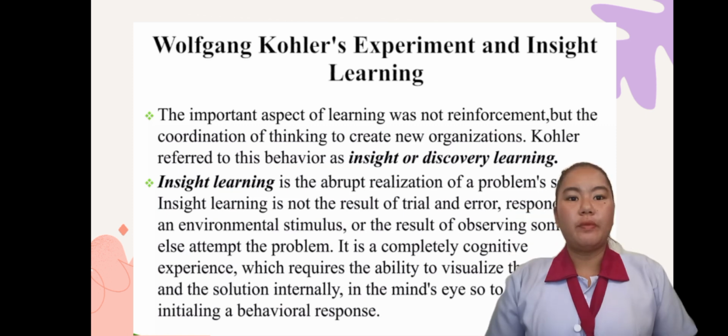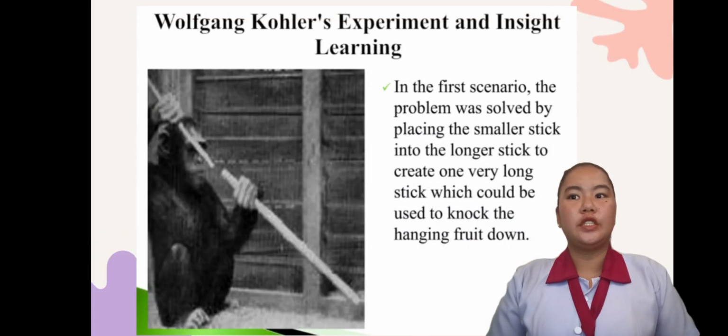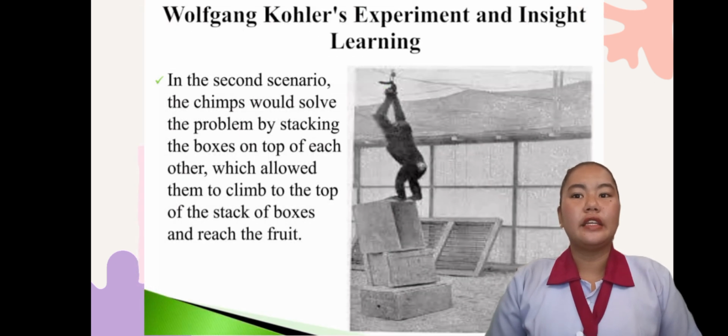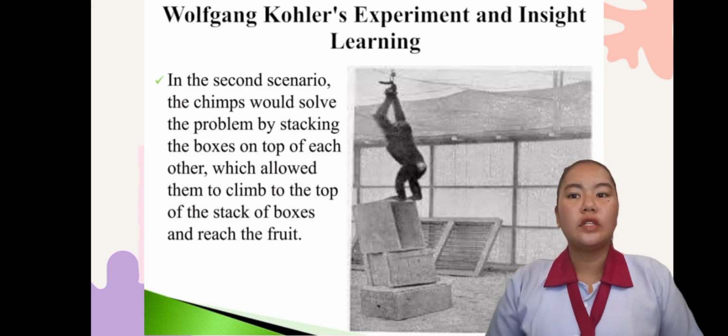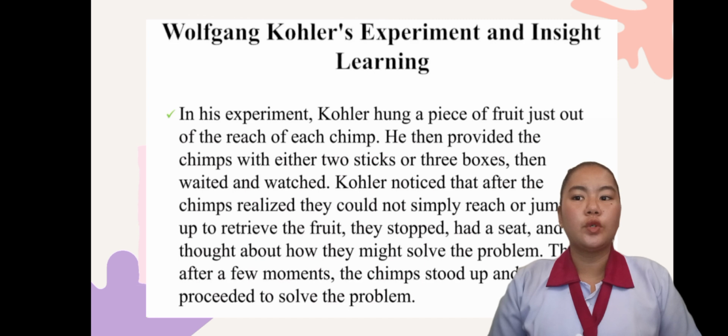In his experiment, Kohler hung a piece of fruit just out of the reach of each chimp. He then provided the chimp with two sticks or three boxes, then waited and watched. Kohler noticed that after the chimp realized it could not simply reach or jump for the fruit, it stopped, had to sit and think how it could solve the problem. Then after a few moments, the chimp stood and proceeded to solve the problem.